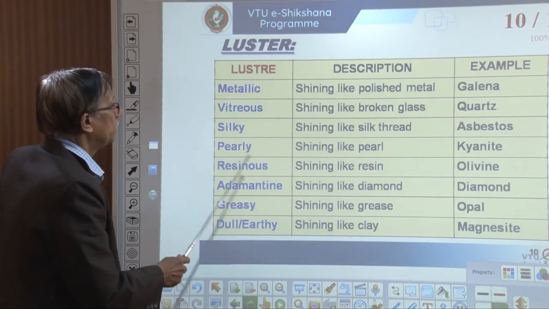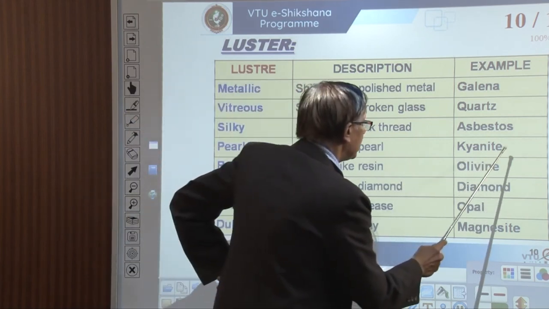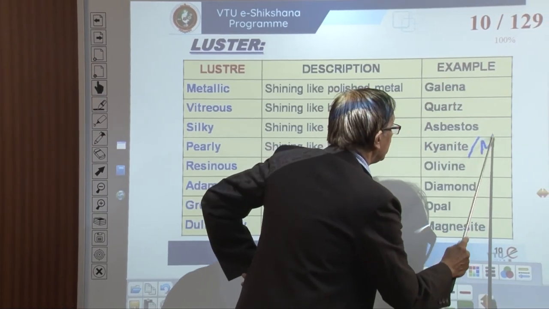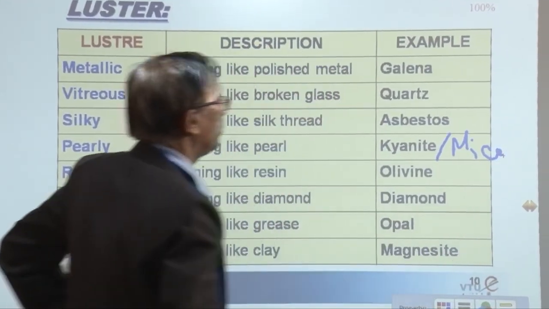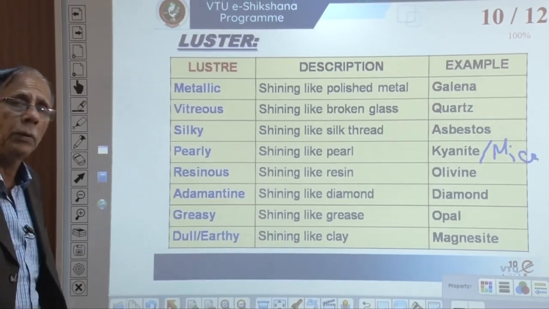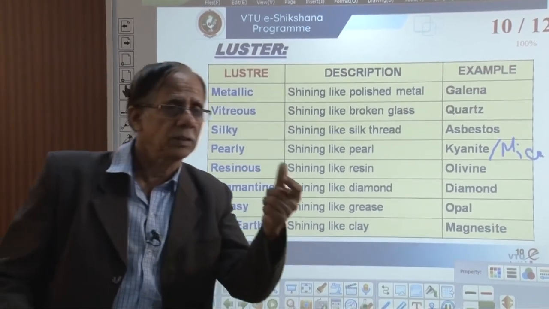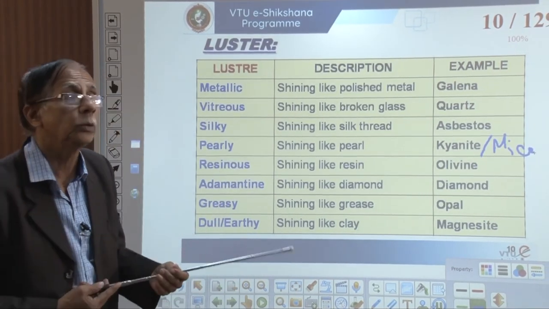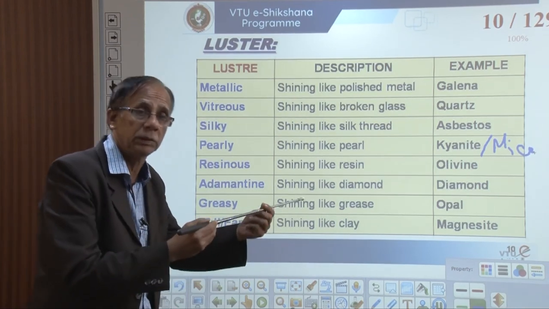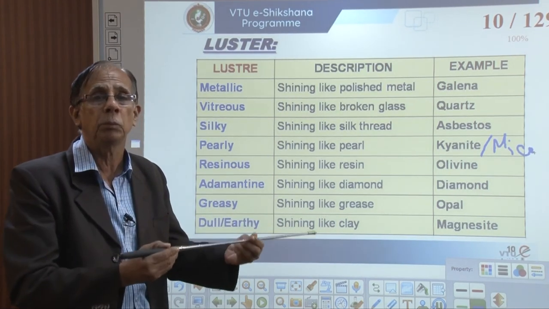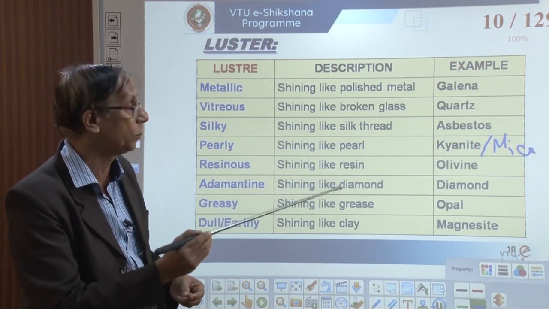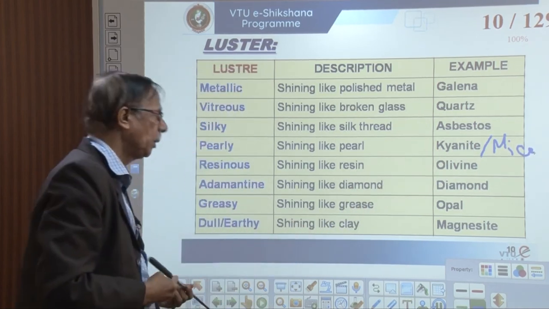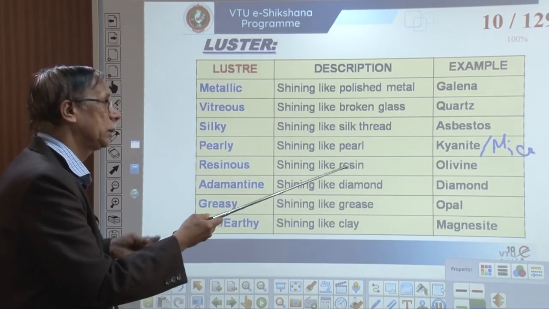Then pearly, like pearls. Kyanite is sub-pearly. Muscovite mica is perfectly pearly. Pearls, we know, shine with a different color in different directions. Those minerals which have this kind of shining property, we call them pearly luster. Muscovite mineral, kyanite mineral nearly shine like that, sub-pearly we can call. If not pearly, often they also exhibit sub-pearly.